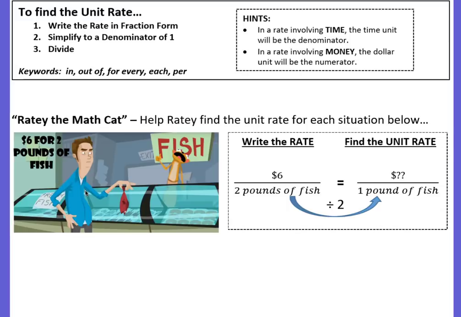Okay, our first rate was $6 for 2 pounds of fish. When you write the rate, make sure you include the labels. $6, money, that's going to go in the numerator, and 2 pounds of fish. Then to find the unit rate, we want to change this denominator to a 1. We want to know what is the cost for 1 pound of fish. So to go from 2 to 1, you just divide by this denominator. You divide by 2. Then you have to do the same thing to the numerator, and you're going to divide it by 2 as well. So the cost, or the unit rate, the cost per pound is going to be $3 per pound of fish.